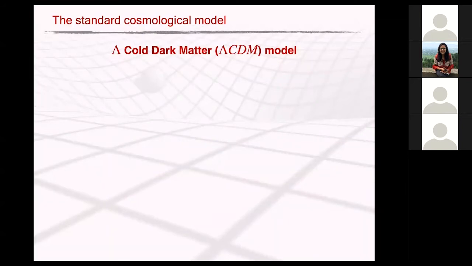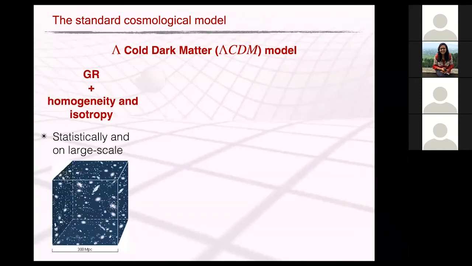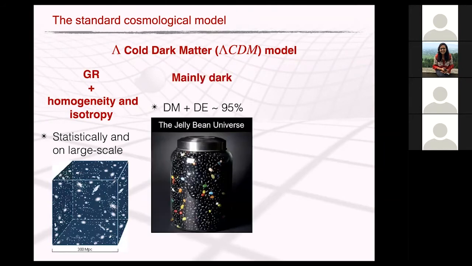Let's start by introducing the standard cosmological model, which is the Lambda CDM model, which has gained a lot of popularity thanks to its ability in explaining the cosmological observations. Very briefly, the Lambda CDM model rests on three main pillars. First, it is based on general relativity with the assumption of large-scale homogeneity and isotropy. It is mainly dark in the sense that 95% of its constituents are dark matter and dark energy.